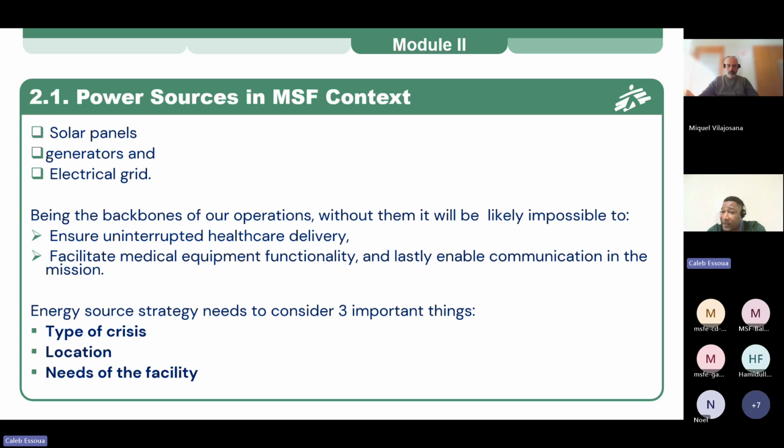And also the quality, that's why we talk about the device must be from a validated supplier.